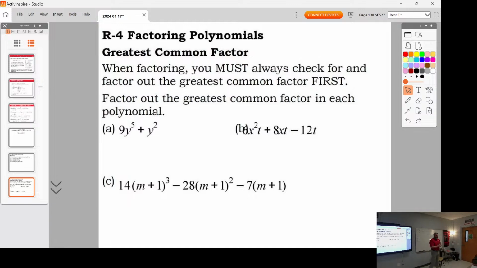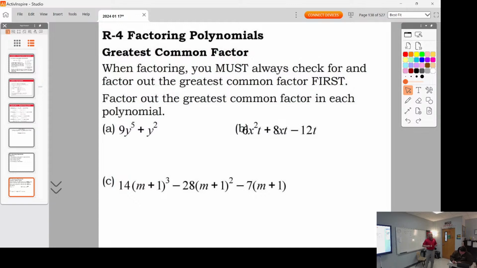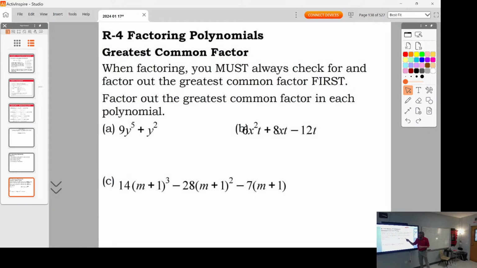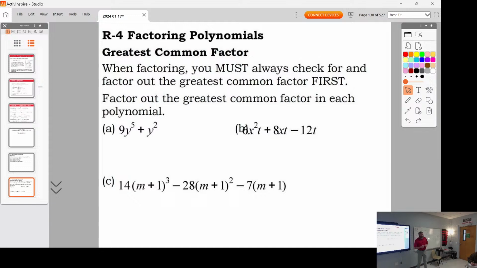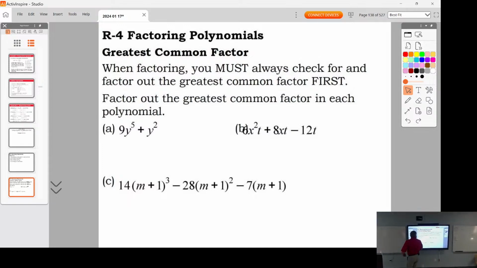First thing in factoring, we must always factor out the greatest common factor, right? Very first thing. So here are 3 examples, and sorry about the font that kind of messed up here. Always start with the greatest common factor. Looking at letter A, 9y to the 5th plus y squared. 2 terms. Do those terms have anything in common? They both have y's. So I'll write a y down.